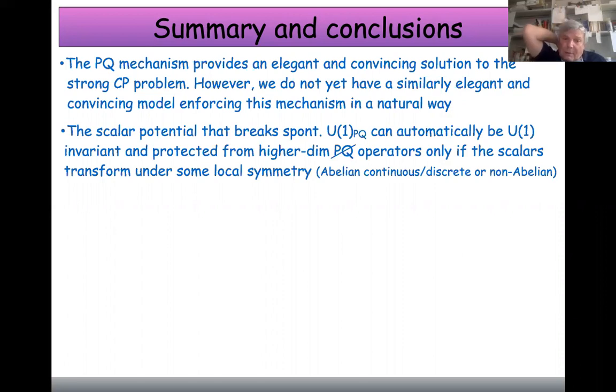The scalar potential that breaks spontaneously the Peccei-Quinn symmetry can automatically be U(1) invariant and protected from dangerous higher-dimensional Peccei-Quinn violating operators only if the scalars transform under some local symmetry. I should change this only because just in the previous slide, I showed that there is also another option, that of distinguishing the scale of the Peccei-Quinn breaking from the radius of the compact axion space. So preferentially, let's say, if the scalars transform under some local symmetry. This symmetry could be abelian, continuous, discrete, or non-abelian.